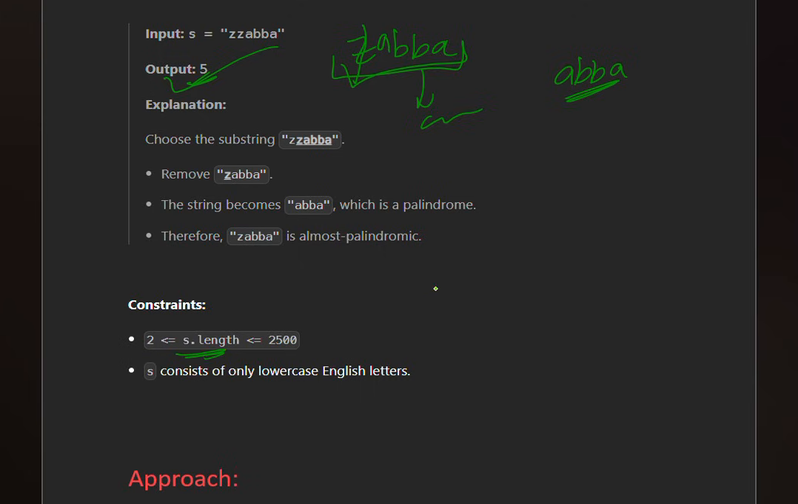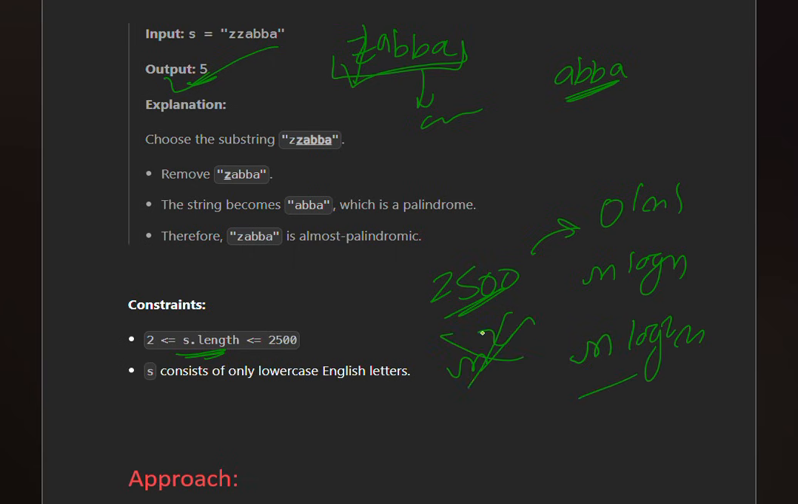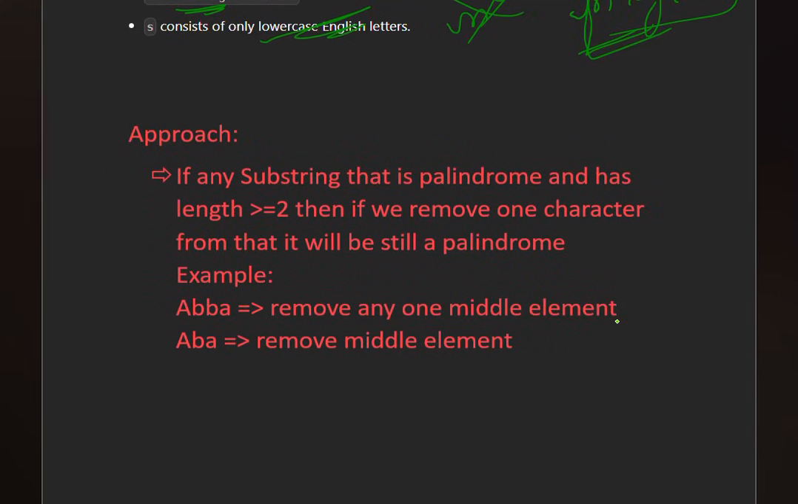If we see the constraints, s.length is 2500, right? So what are the possibilities? Big O of n log n, n log square n, but I think n square we can't go, right? And s consists of only lowercase English letters. So we have to think of an approach within these time complexities. So let's see our approach.